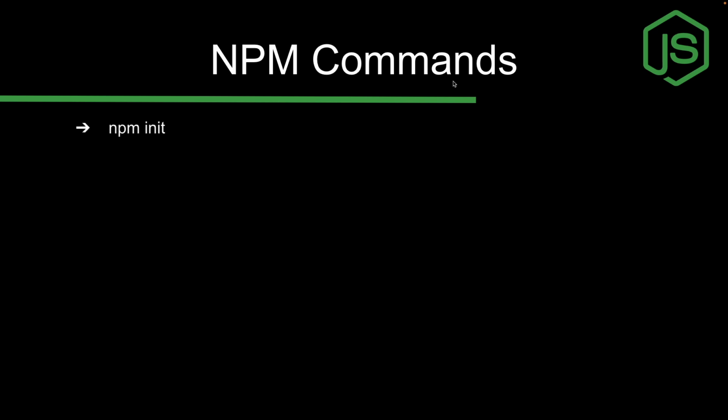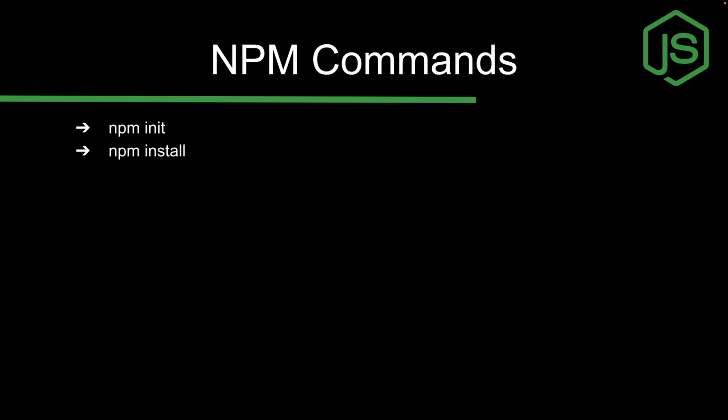So the first command is npm init. Whenever we want to bootstrap the package.json file, we use npm init, and then based on the options we provide the values. We have already done this in the previous video. So if you have missed that video, please go and check it out.